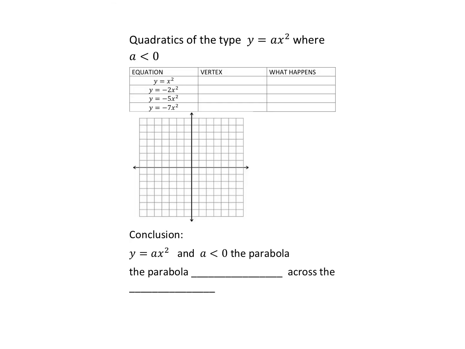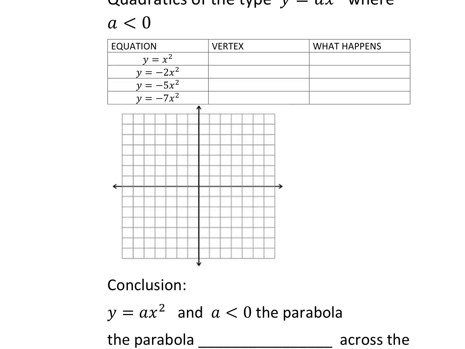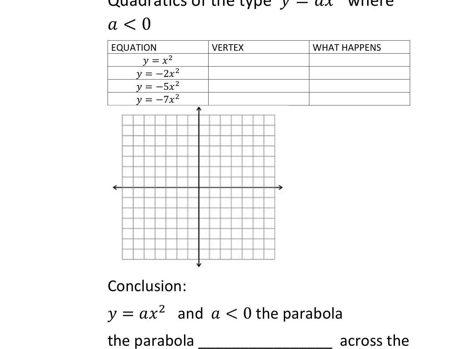And then finally, maybe we'll add a negative here. So maybe a is less than 0. So I'm going to do negative 2x squared, negative 5x squared, and negative 7x squared. So we'll start with x squared. So vertex is at 0, 0. Now I'm going to multiply by negative 2. So 0 squared is 0 times negative 2 is 0. 1 squared is 1 times negative 2 is now negative 2.